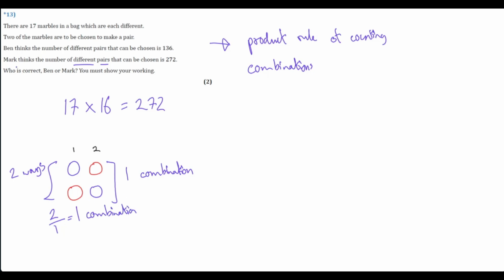Now, again, it's saying that Ben thinks the number of different pairs that can be chosen is 136. Now, Ben is right, because just like I did there, what we would have to do is do 272 divided by 2, because it doesn't matter the order of the way we pick the marbles. What really matters is the outcome. Okay, so we're going to do 272 divided by 2, which is 136. So Ben is right.